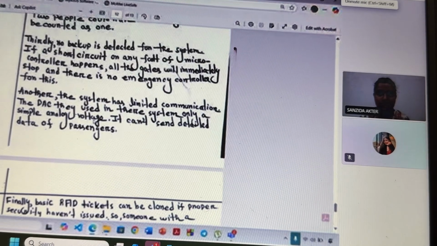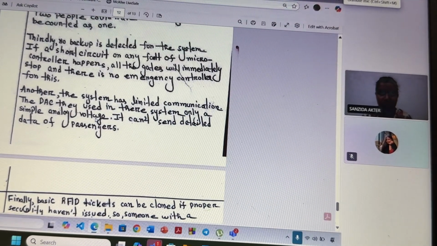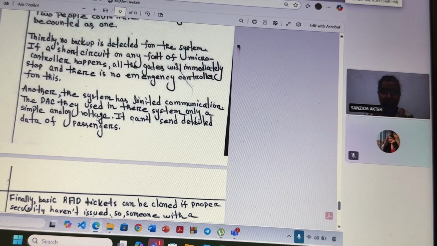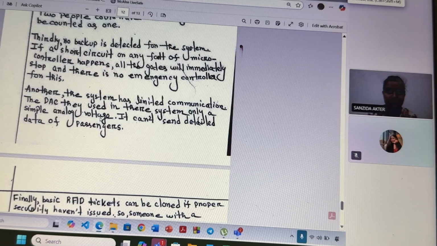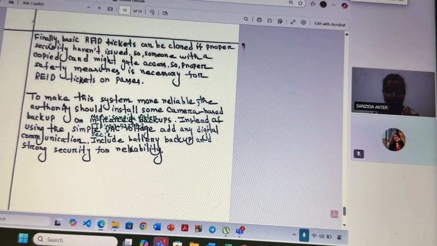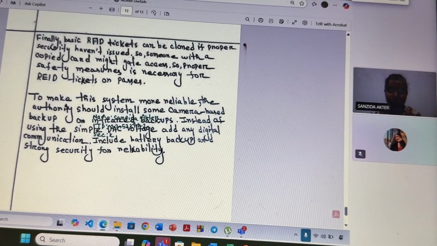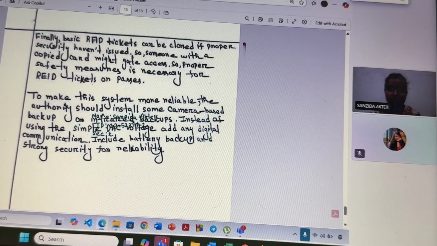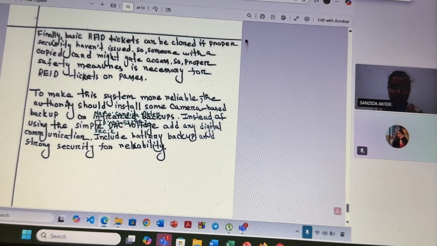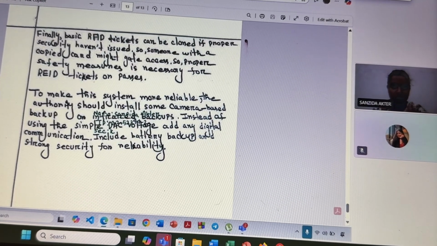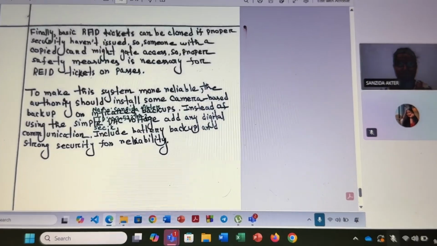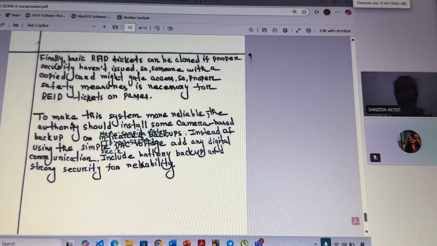Fourth, the system has limited communication. The DAC used in the system gives only a simple analog voltage. It cannot send detailed passenger data, so it can't detect the passenger's ID, name, etc. Finally, the RFID tickets can be cloned if proper security is not in place, so someone with a copied card might get access. So proper safety measures are necessary for RFID tickets or passes. Future improvements could include redundant sensors, a digital communication link, encrypted RFID cards, and an emergency manual override.